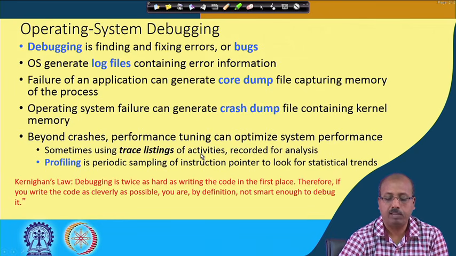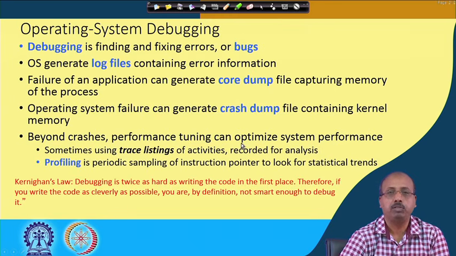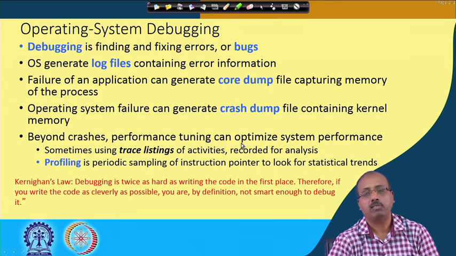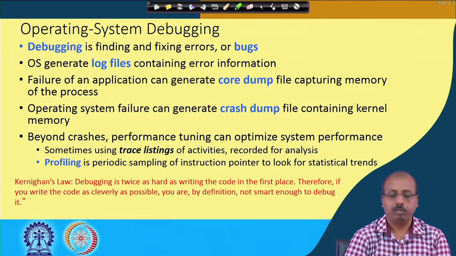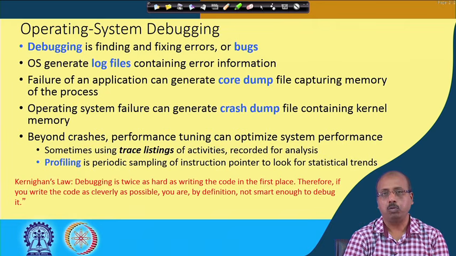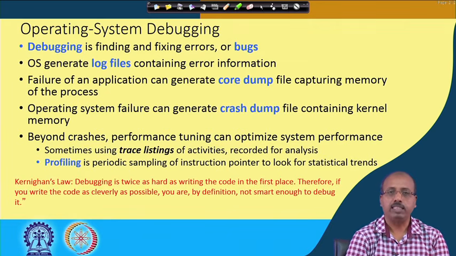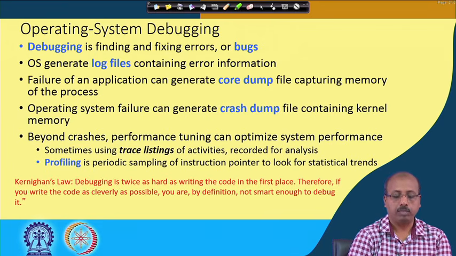Sometimes it is done using trace listing of activities recorded for analysis. We just keep a trace of what was happening for, say, the last one day, and based on that we may try to figure out what can be done for tuning the system better. Profiling is periodic sampling of the instruction pointer to look for statistical trends, like which type of code was executed more, whether it is doing some IO access or some computation. That data is taken, and later somebody may do a statistical analysis to see whether we can do something in the tuning process.